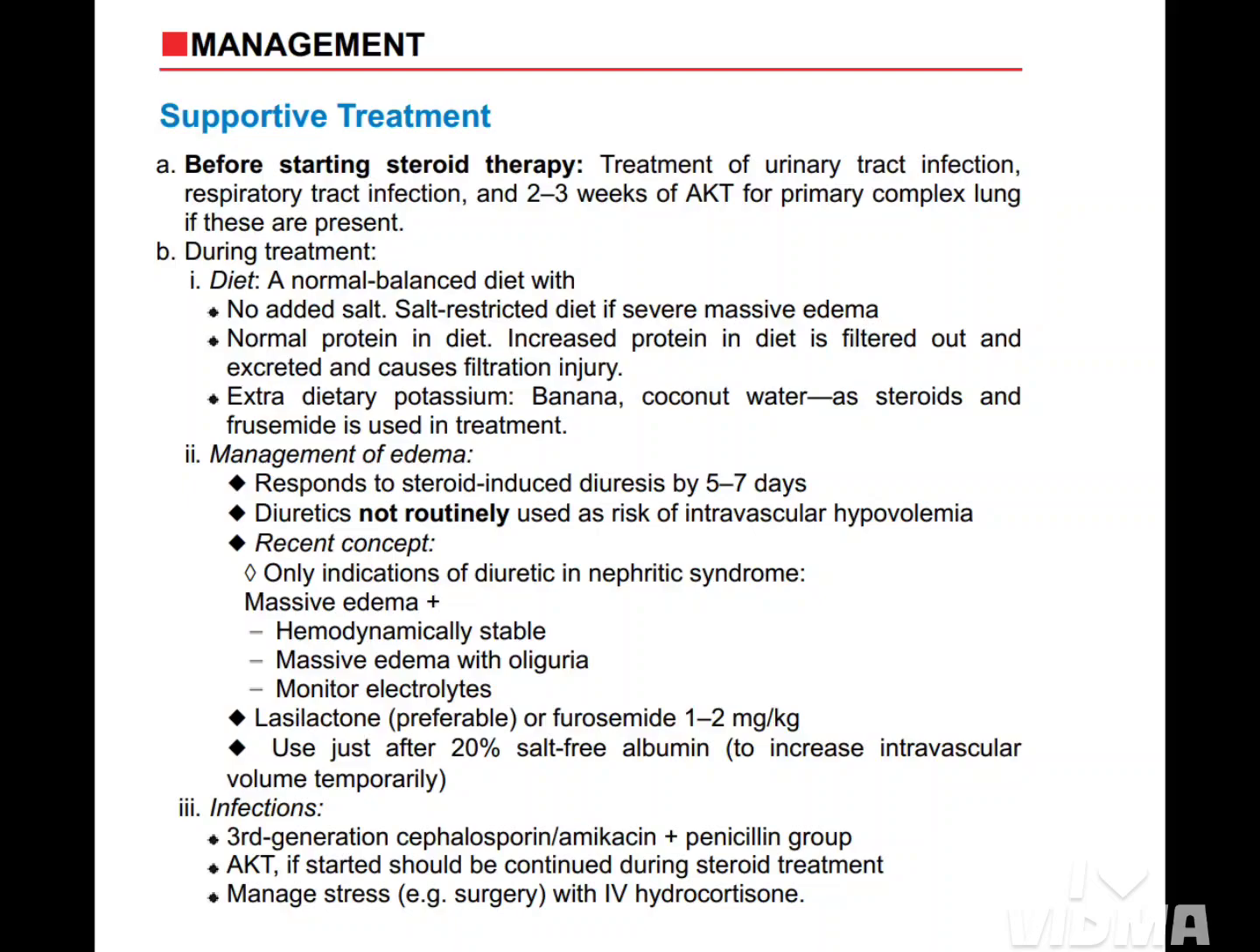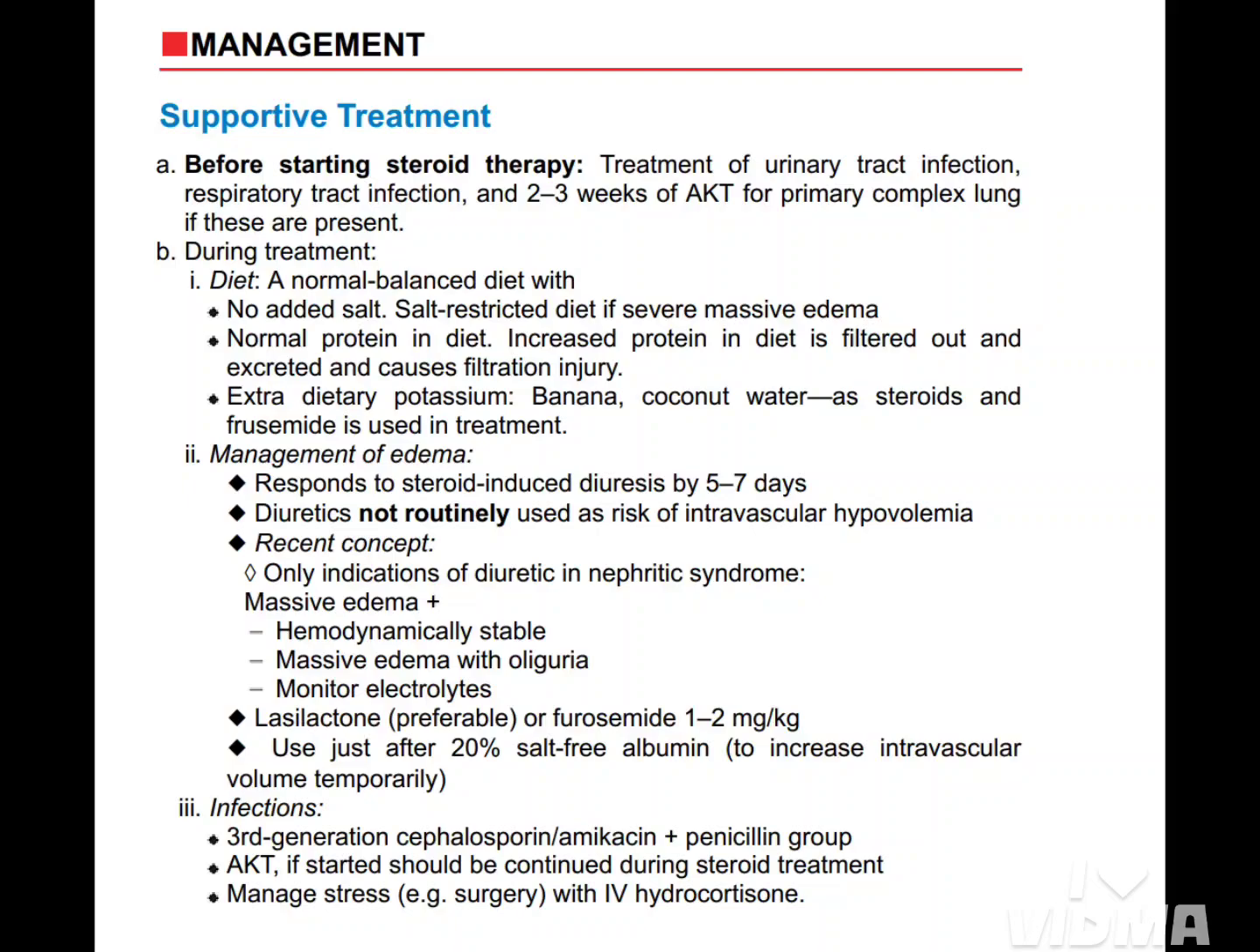Supportive treatment: before starting steroid therapy, systemic infections should be treated. During treatment, the diet should be a normal balanced diet, with no added salt, normal protein in the diet, and extra dietary potassium should be given.